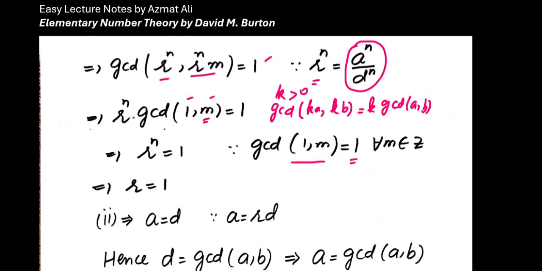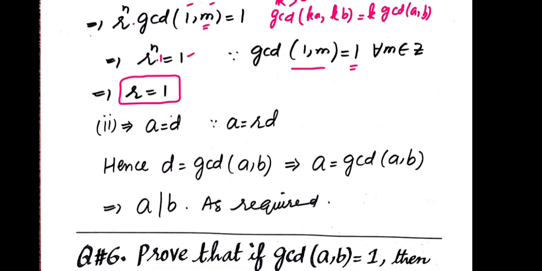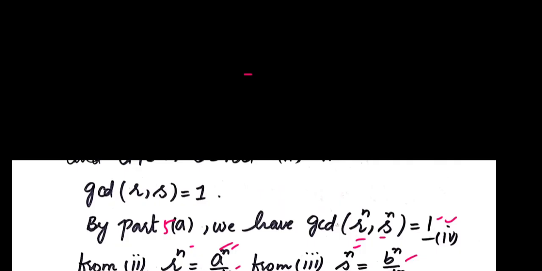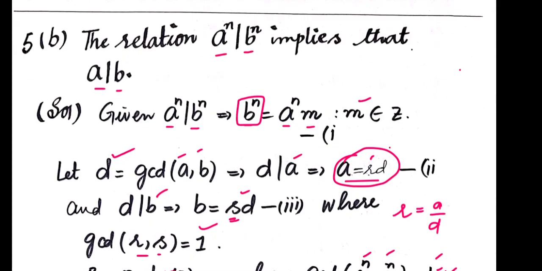So this becomes R raised to power n into 1, equal to 1. And from here, by taking nth root, we have R is equal to 1. Substituting this value of R in the relation A is equal to RD, our A is equal to D.